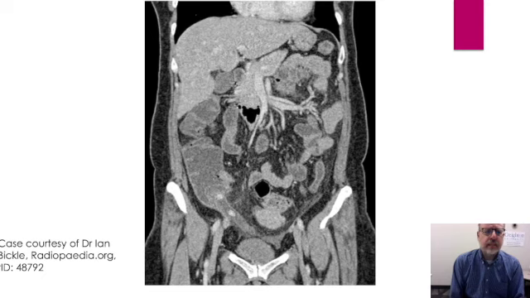This is a coronal CT scan of a patient with appendicitis. This is the right side of the abdomen. This is a fluid-filled cecum. These dense structures are appendicoliths within the appendix. The appendix is dilated, measures over 10 millimeters, and there are some adjacent inflammatory changes about the appendix.